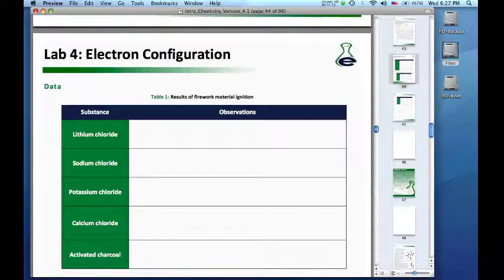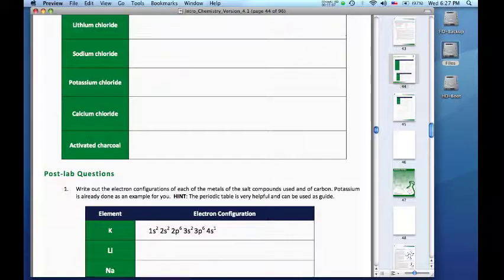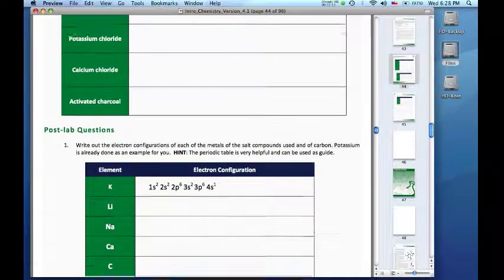So here, record the observations you get for all of these. And hopefully you'll see the different colors. And if you don't see anything, put that on there too. I want your results. I don't want made up results.